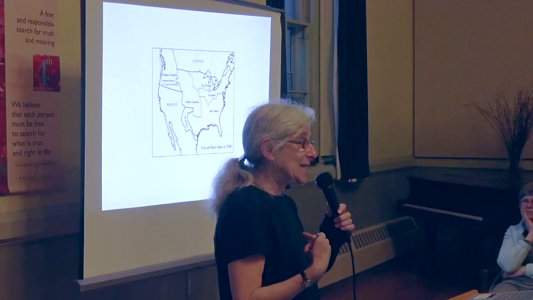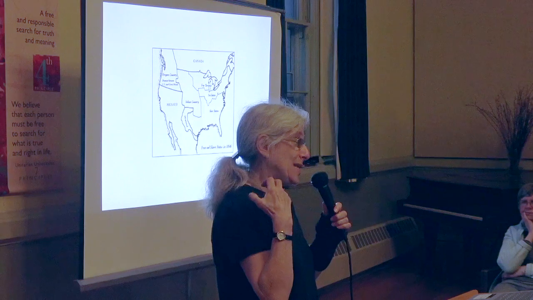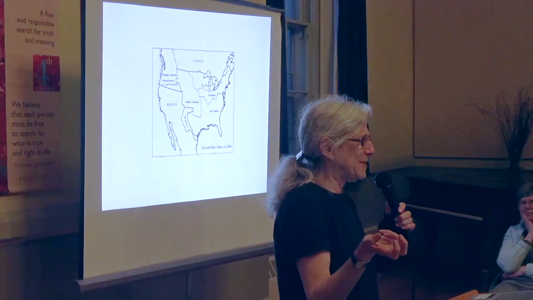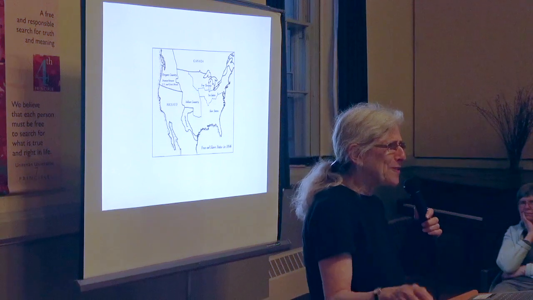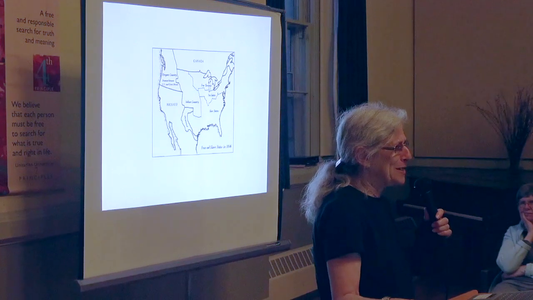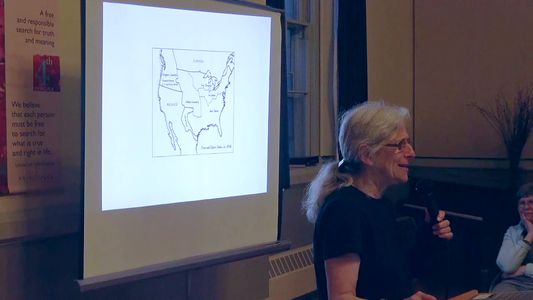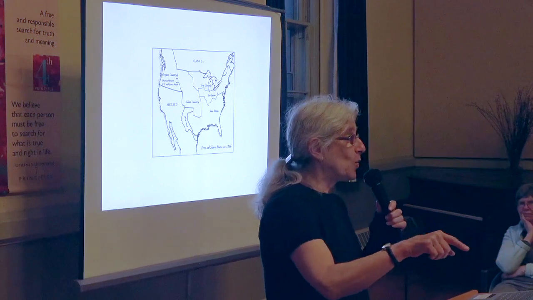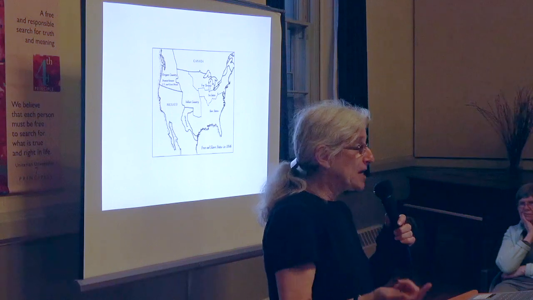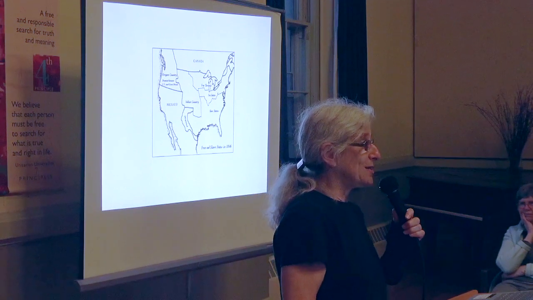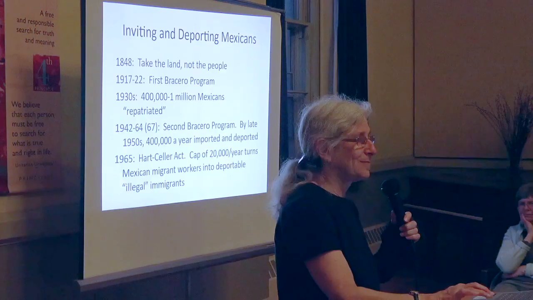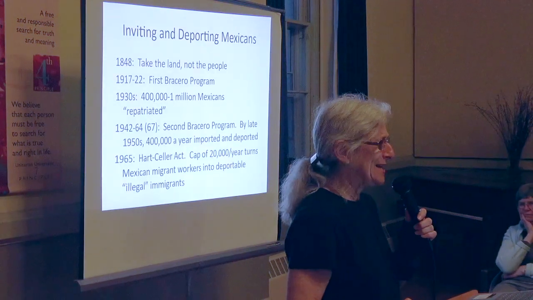So the idea is, yes, those Hispanic Mexican people may be white, but they're not really white enough. They're suspect. They might be racially mixed. So we want to draw the line where it will get us the greatest amount of land with the fewest people. So that's what I meant by take the land, not the people.